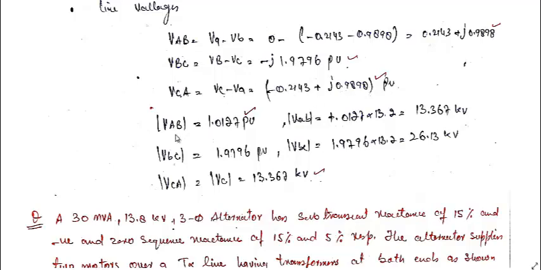Similarly, VCA will be equal to simply VC, because VA is equal to 0. Calculating the magnitude, VAB, the magnitude of this, will be equal to 1.0127 multiplied with the base value, that is 13.2. It comes out to be 13.367 kilovolts. Similarly, VBC is equal to this multiplied with the base value, it comes out to 26.13 kV. VCA is equal to VC, its magnitude is 1.027. When multiplied, it comes out to be 13.367. So this is how you can calculate different phase voltages and line voltages after the fault occurs.